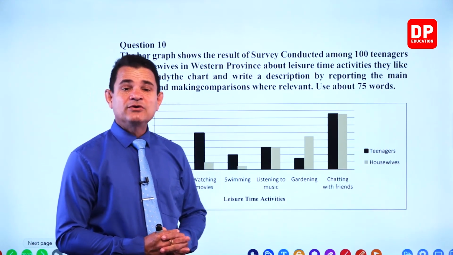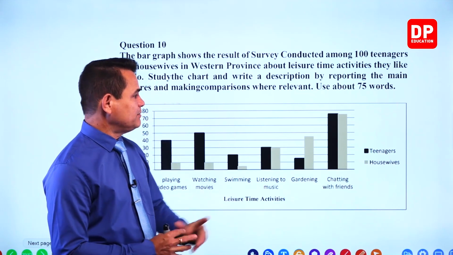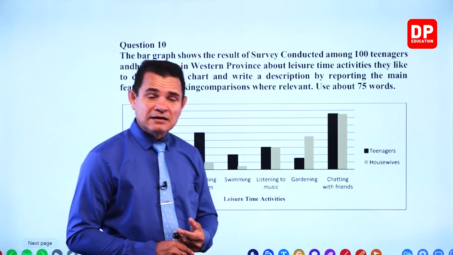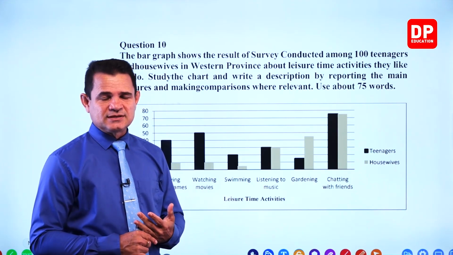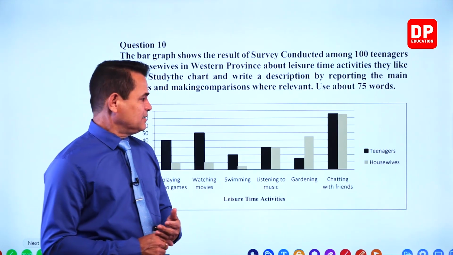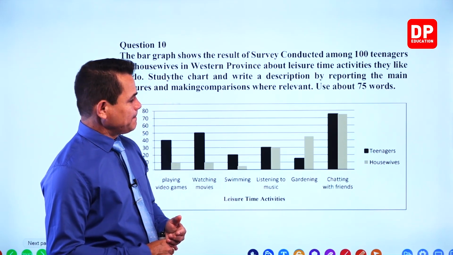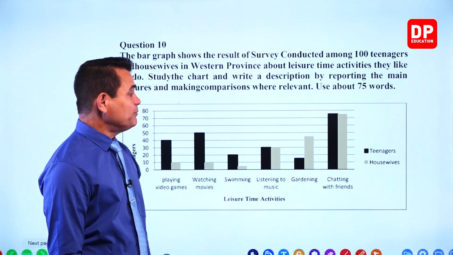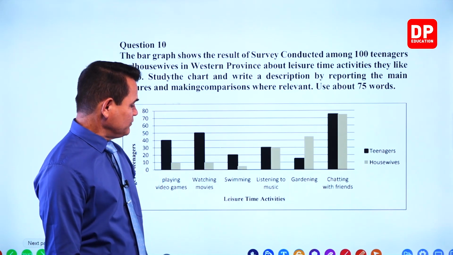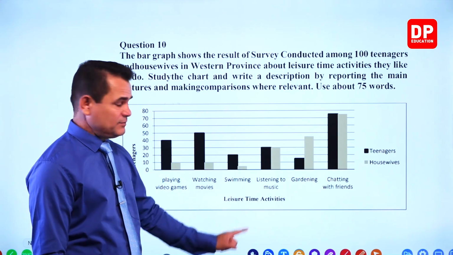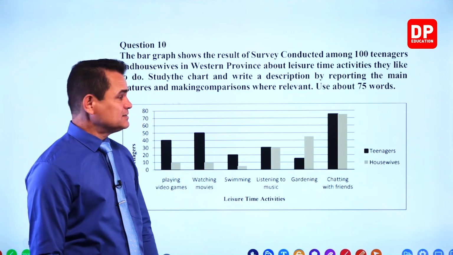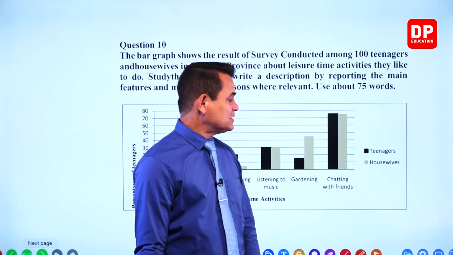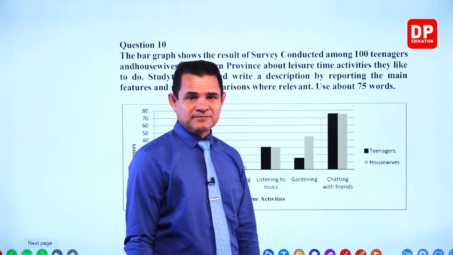So then now you have to compare. Then make a වැඩිම මෙච්චර අඩුම මෙච්චර කමන්නේ. That's also you can tell. Now you have to compare and contrast. සංසන්දනය කරලා ඒකට කියන්න ඕනේ. Now chatting with friends is the most popular way of spending leisure time, or the most popular leisure time activities of the teenagers as well as housewives.